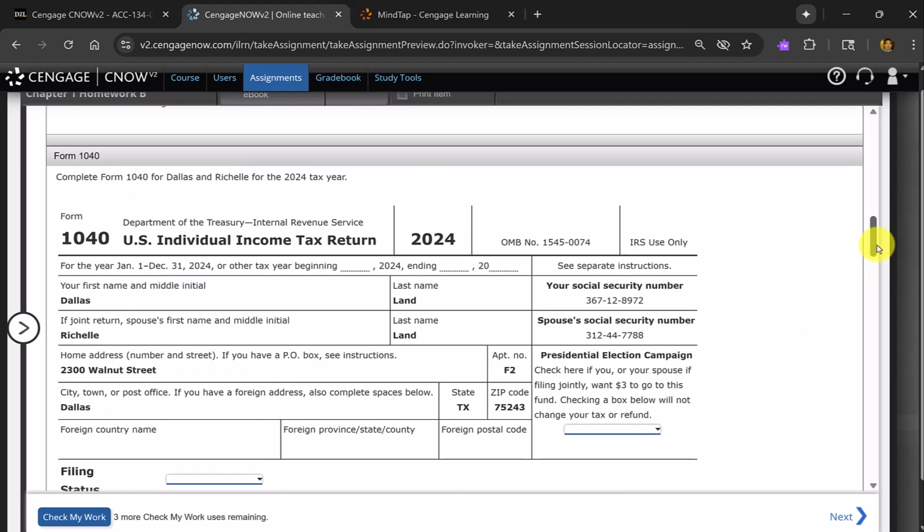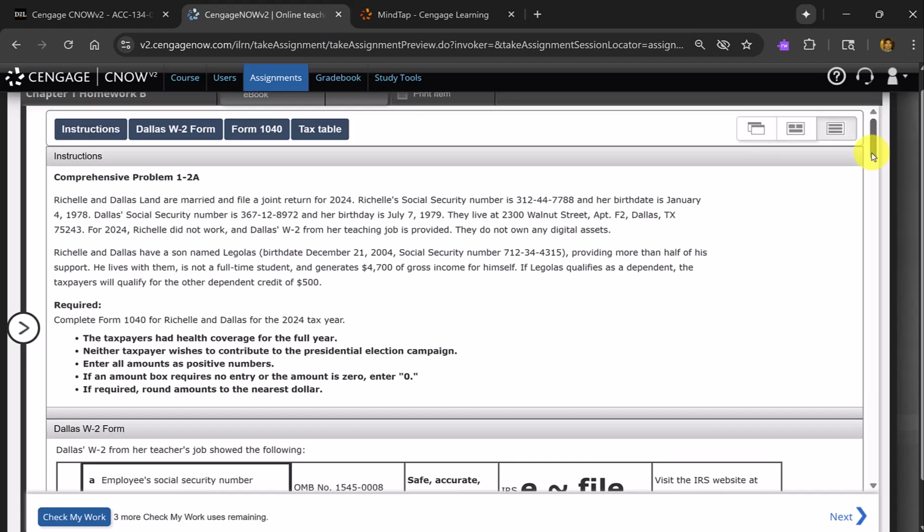Okay, some other information we're told here at the beginning in the instructions is that they have a son, Legolas. He looks like he's 20 years old based upon his birth date, 20 as of the 2024 tax year. We're given his social security number. Again, you should confirm this by looking at his social security card if this is the first time we're dealing with this dependent. And the taxpayers provide more than half of Legolas's support, and he lives with them.